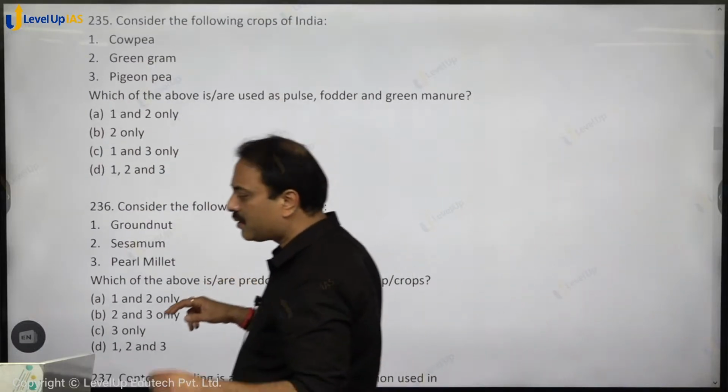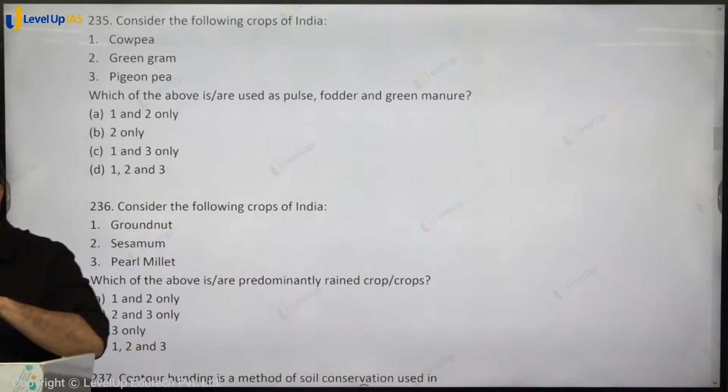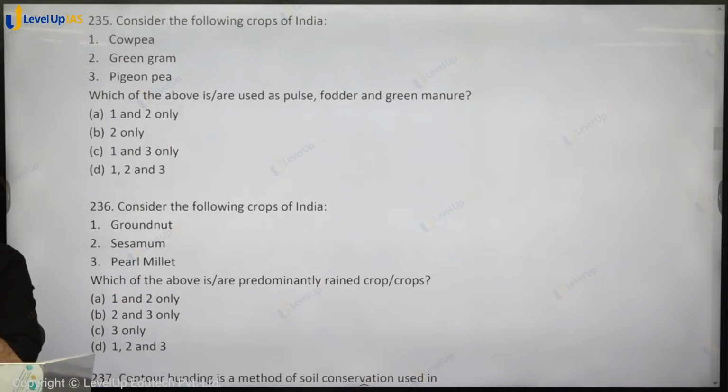Consider the following crops of India. Gurpreet, you are saying sir Africa continent याद करके मजा आता है. अफ्रीका में तुम्हें क्या मजा आ रहा है? याद करना तो यूएसए याद करो, नॉर्थ अमेरिका याद करो.